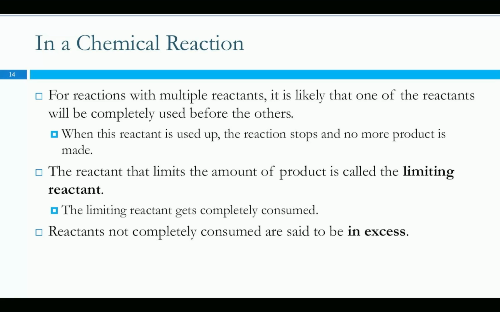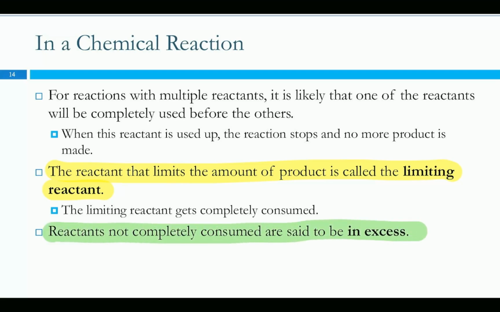Yes, okay, I see what you mean. The reactant that limits the amount of product, the one that puts a limit on things, is the limiting reactant. And then the other reactant, that should be green. Reactants not completely consumed are said to be in excess. So we have to calculate how much gets used before we can figure out how much is left over, or how much is in excess.